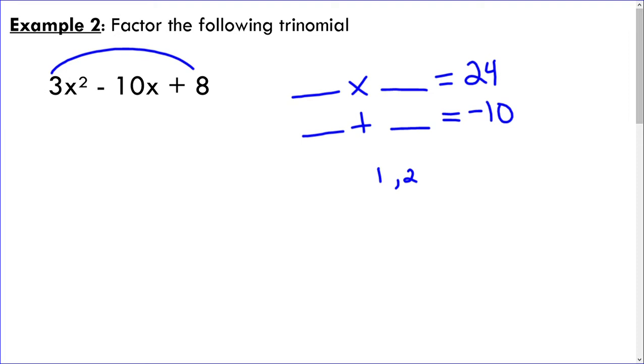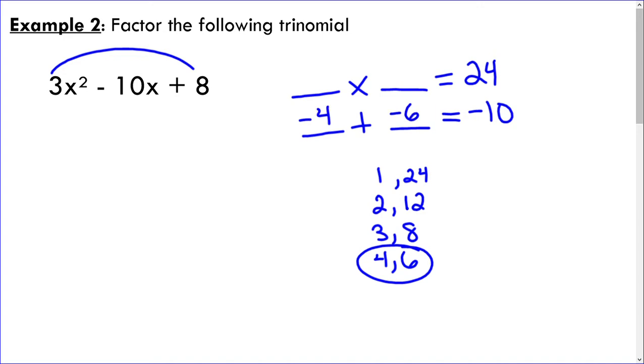So I start making my lists of factors to see if anything pops out right away that might work for 24. And those same 2 things have to add to make negative 10. And notice it's a negative 10, so both of them in this case are going to have to be negative, because when I have 2 negatives multiplied by each other, I'm getting that positive 24. So it looks like the 4 and the 6 are going to be my factors here. So negative 4 plus negative 6 gives me negative 10, and negative 4 times negative 6 gives me positive 24.